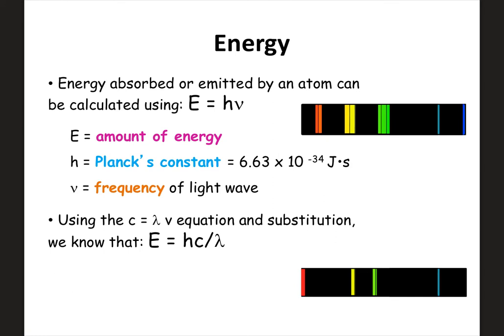So what you can do is take these two equations, solve the C equals wavelength times frequency equation for frequency, and then plug that into this E equals HV equation, and you get a third equation, E equals HC all over wavelength. So now we have three equations that we have to worry about. When you're approaching these problems, you do have to consider which of the three equations you need to use. I'll show you how to approach these problems in the examples we're going to do.